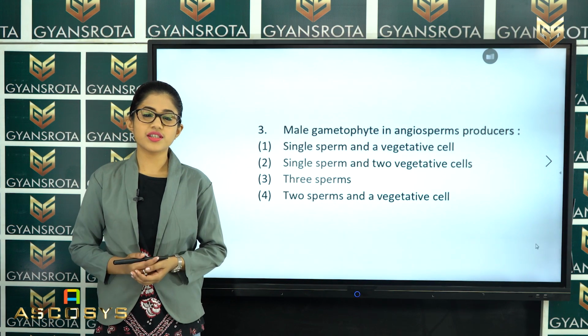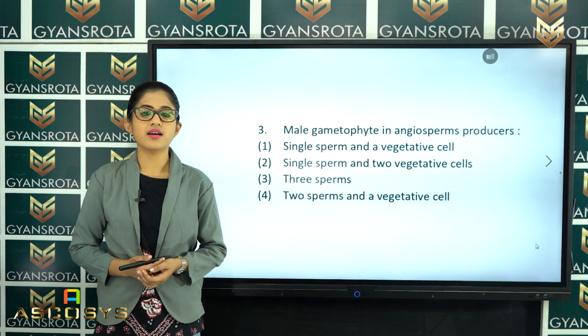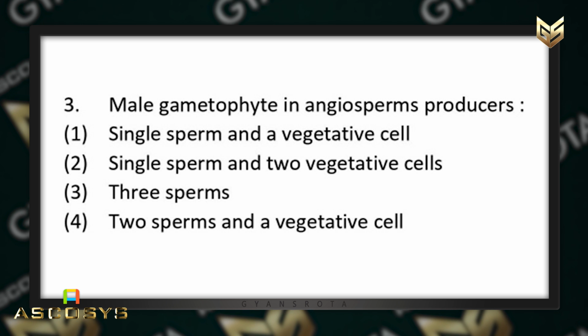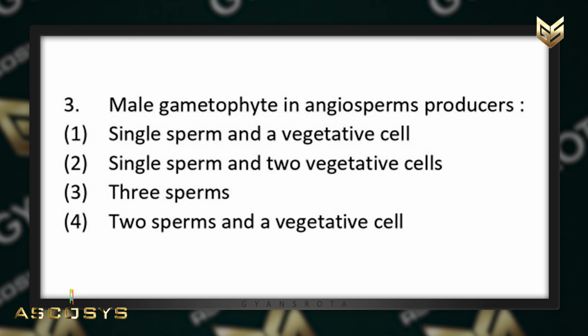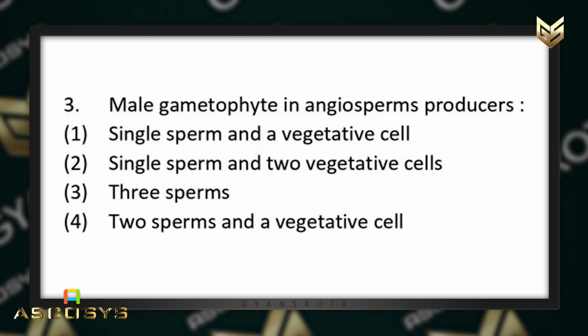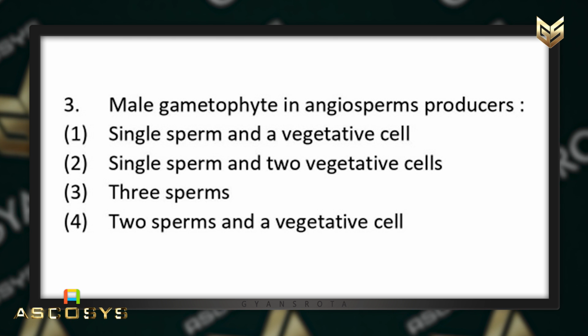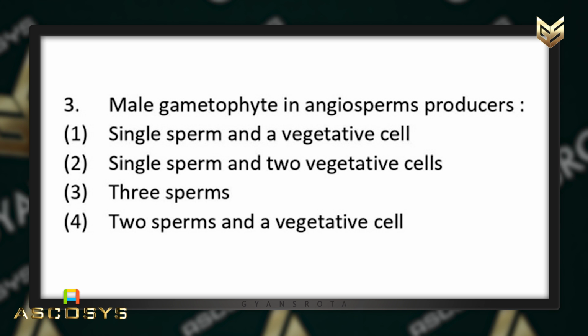Now the next question is question number 3. You can see here, male gametophyte in angiosperm produces, options are given. First option is single sperm and a vegetative cell. Second option is single sperm and 2 vegetative cells. Third option is 3 sperms, and fourth option is 2 sperms and a vegetative cell.